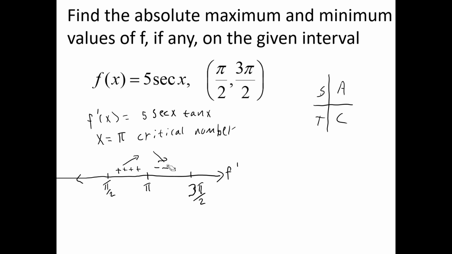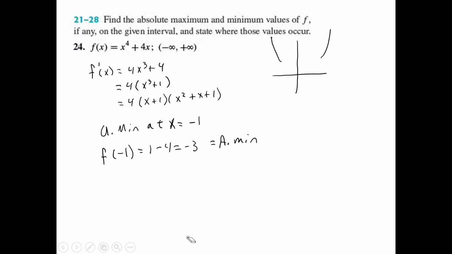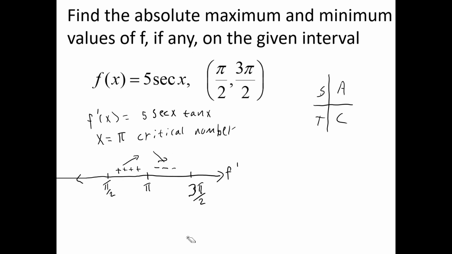So here, because we only have one relative extrema, it turns out to be also the absolute extrema. And so then we have an absolute max at x equals pi.